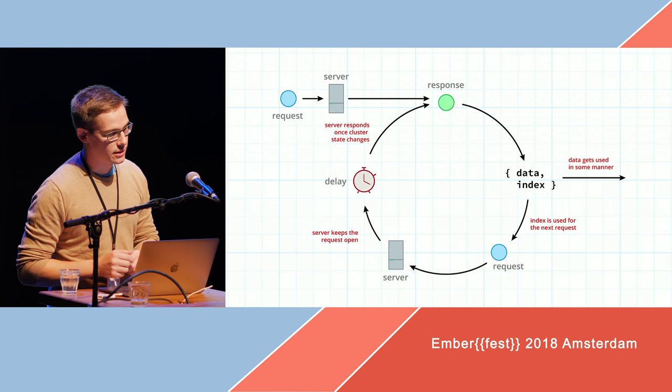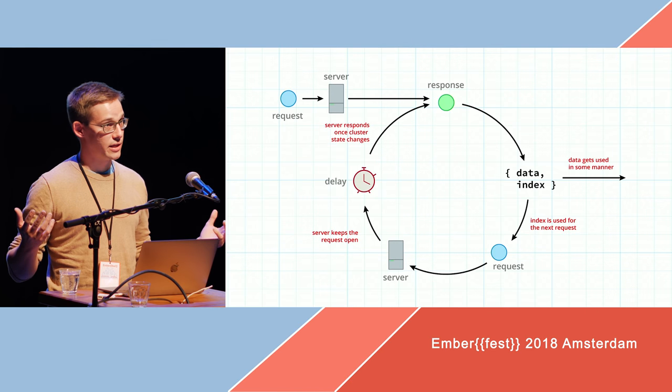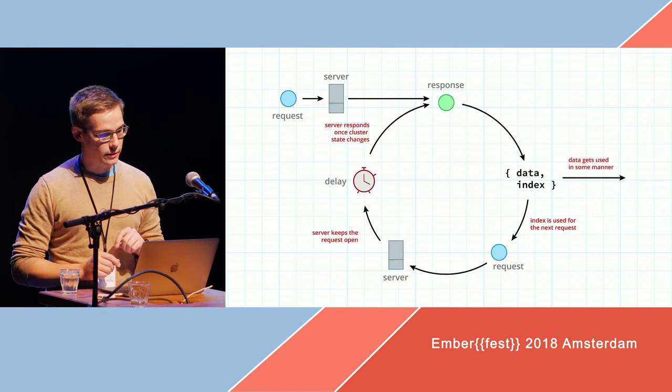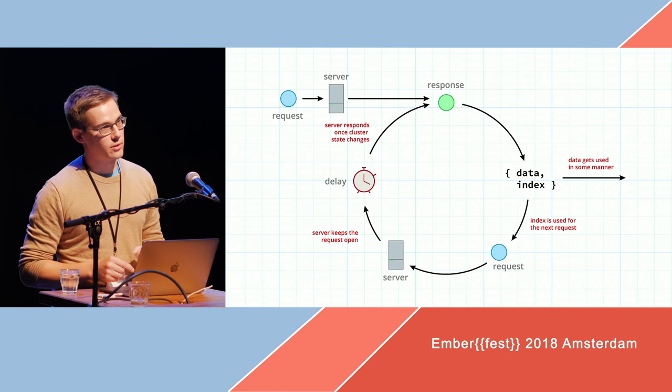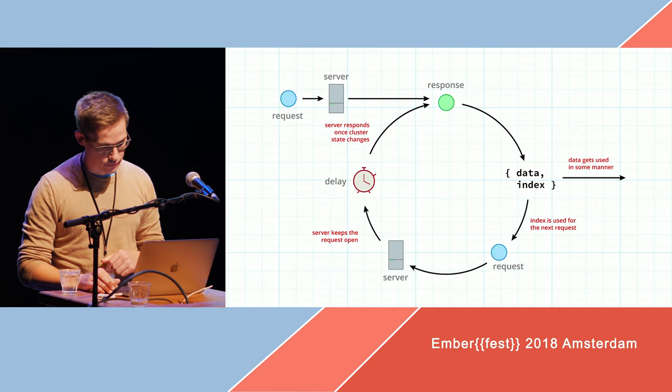This is sort of it visualized. You make an initial request, and the server responds. With that response, you can do stuff with the data, and then you can take that index value to create your next request. And then this time, the server's going to hold on to it, and then it'll close it once the state has changed.